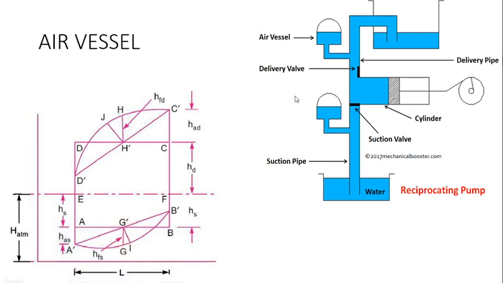An air vessel is a closed chamber made of cast iron, and it is used to provide a uniform discharge from a reciprocating pump, and it has an opening at its base. Water can enter the chamber and flow out from the chamber, and the air is trapped above the water.